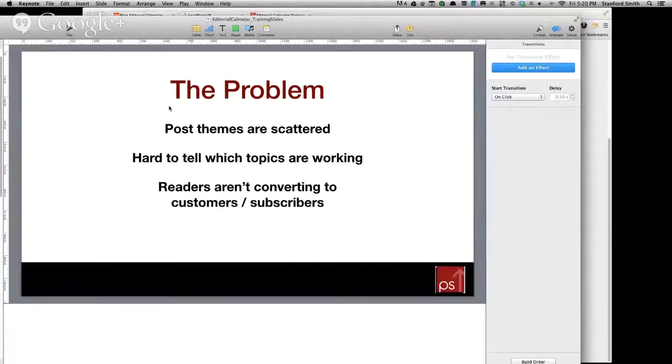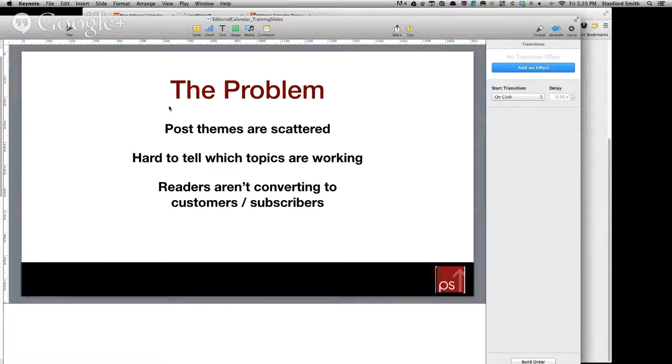have a bunch of blog posts that are really not coherent in any way. They're not supporting your business. It's hard to tell which topics are working, and those posts are not really working hard enough for you in terms of converting your customers to subscribers.